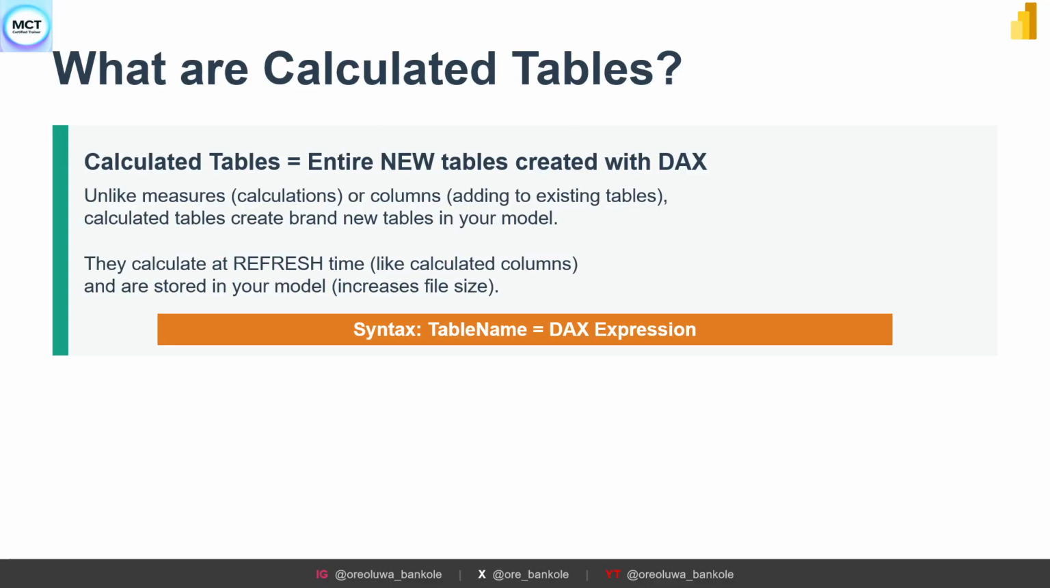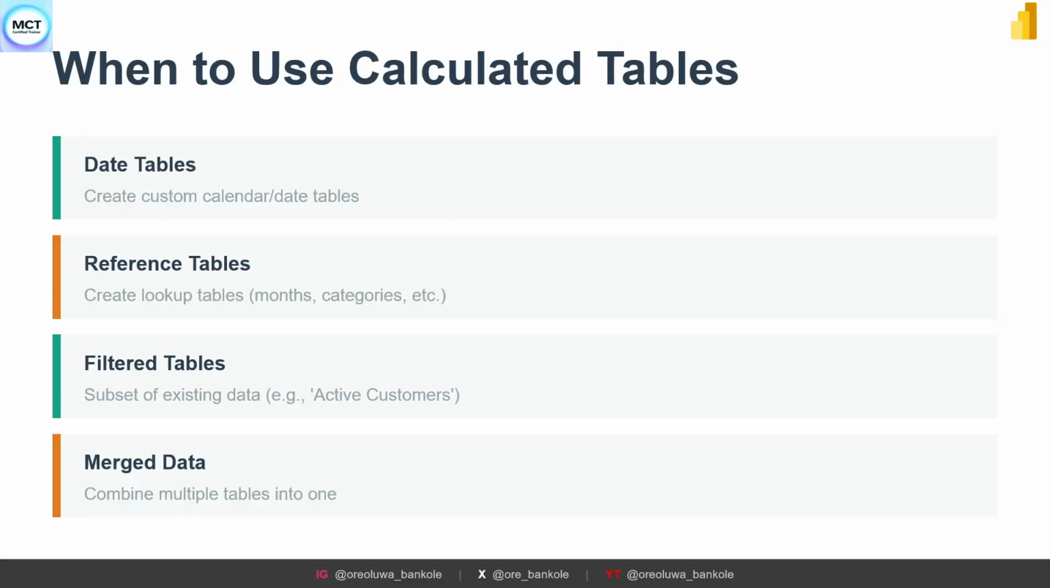Unlike the other one, they also calculate at refresh time, and they are stored in your model. We have different examples of this. For example, when you want to do a date table or a calendar table, it's usually a calculated table that you use for that, as we will see as we proceed. Now, when do we use calculated tables? We use them in these four areas. It can be more than this, but from my research, these are the four where a calculated table is usually used.